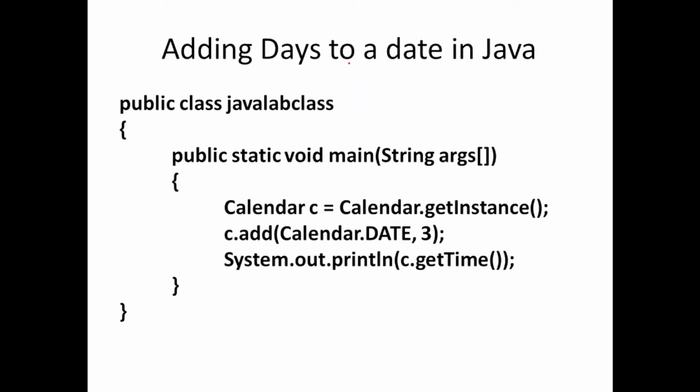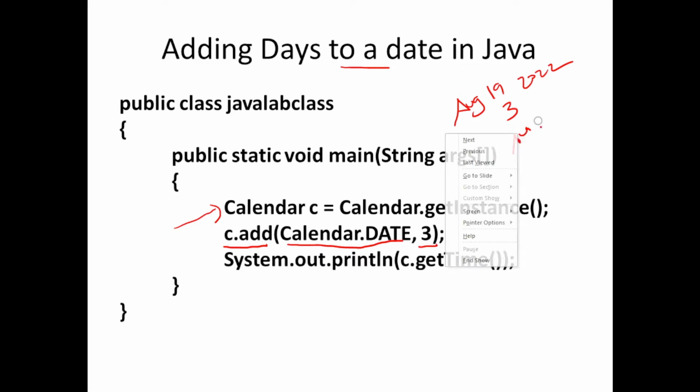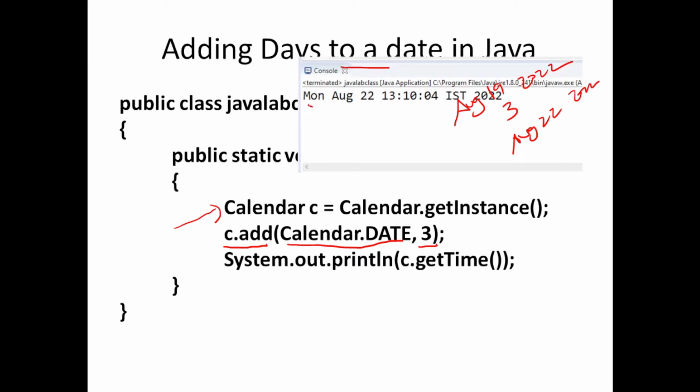Likewise, you can also add days to a date. Say here we declare the calendar instance, and then we call the add method, and we are going to add calendar dot date comma 3. So if today the date is August 19th 2022, then we are going to add 3 days to August 19th. So it'll be August 22nd 2022, right? So let's see the output. You're able to see this. So this is the date that occurs when we add 3 days to the current date.